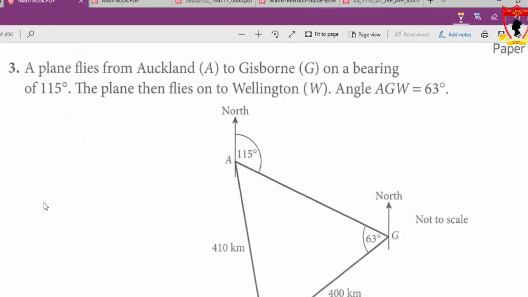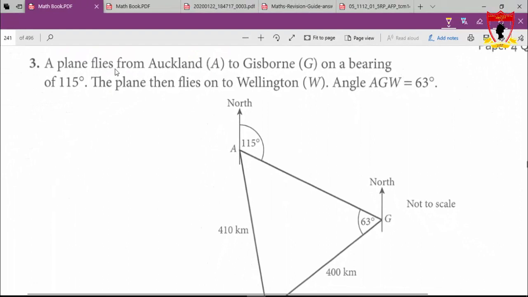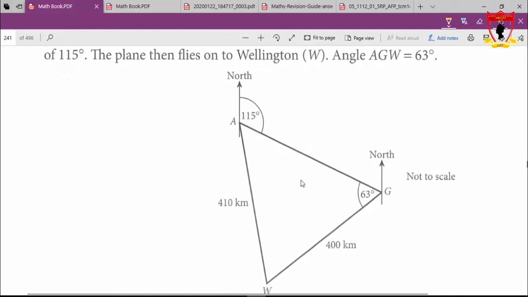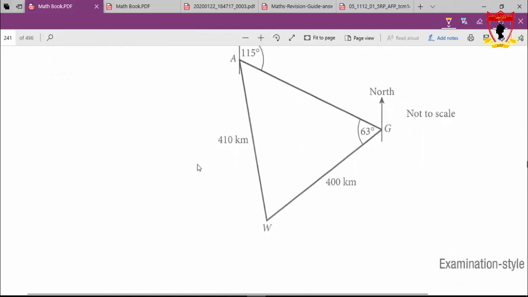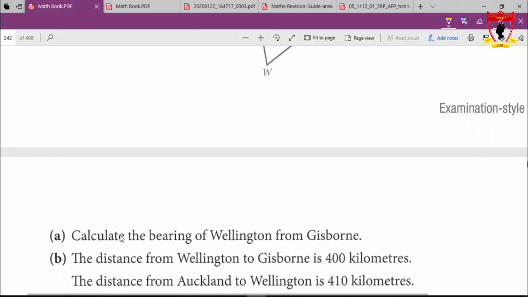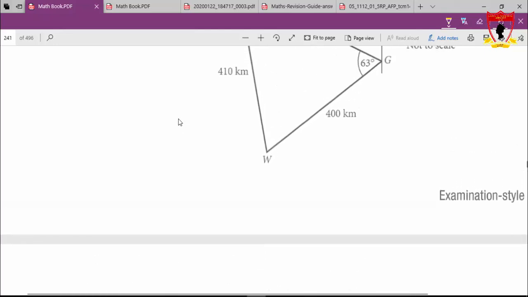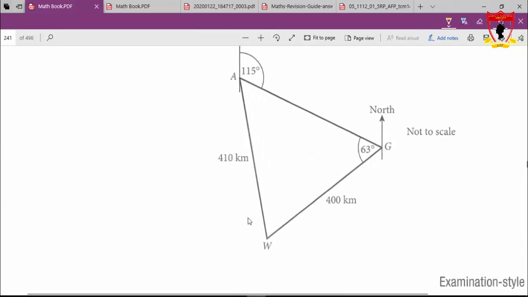Question 3. A plane flies from point A to G on a bearing of 115, and the diagram is right here. Okay, what should we find? Calculate the bearing of the Wellington from Gisborne. So we need this angle. From Gisborne means this angle. We need to find this angle. Then how can we find it?